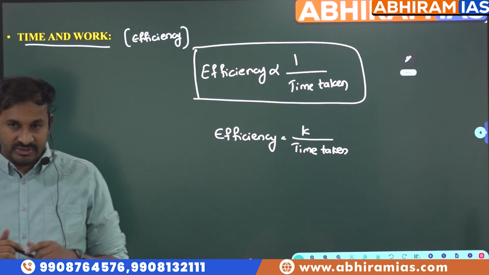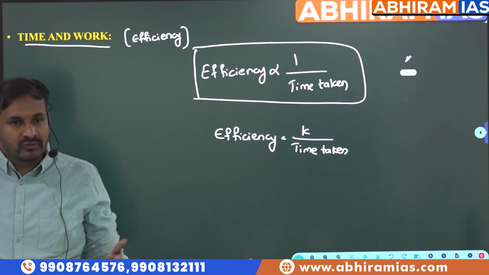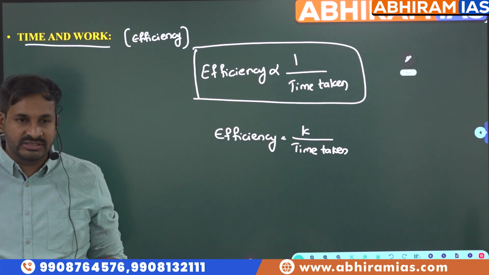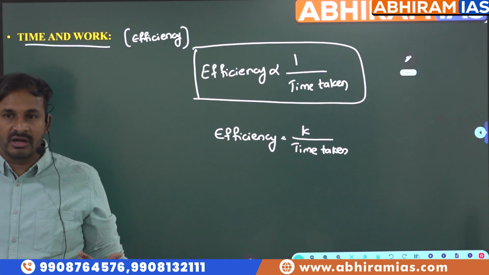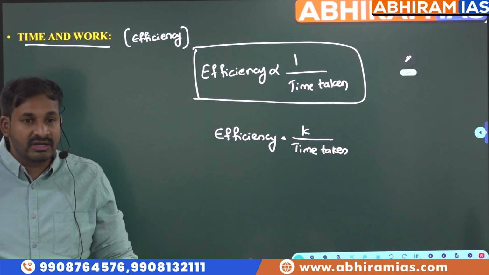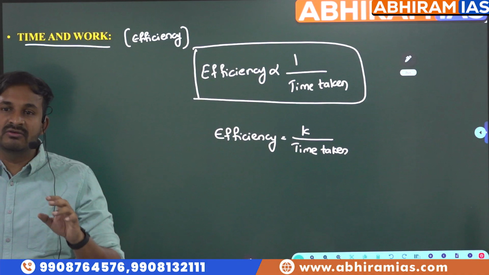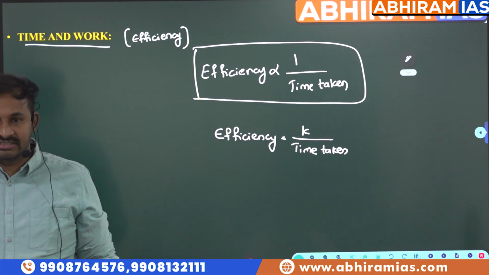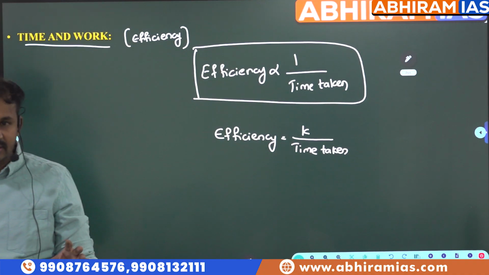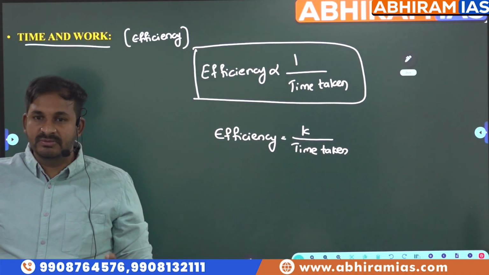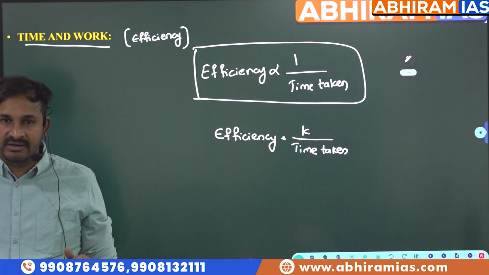For example, students, if I want to compare the efficiencies of 2 to 3 persons, what should I do first? I should give them a work or task. Should I give them the same work or different work? Same work. I should give them the same work, then only I can compare their efficiencies. If I give them different work, is it possible to compare their efficiencies? No, and it is not the right process to compare them.